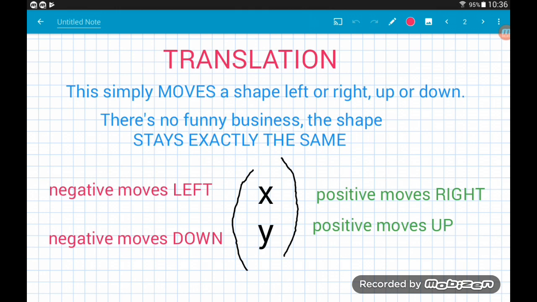The top number in these column vectors is our x vector. If this number is positive, then our shape moves to the right. If it's negative, our shape moves to the left. And the bottom number in our vector is the y vector. If that's positive, our shape moves up. If it's negative, our shape moves down. So let's take a look at an example.